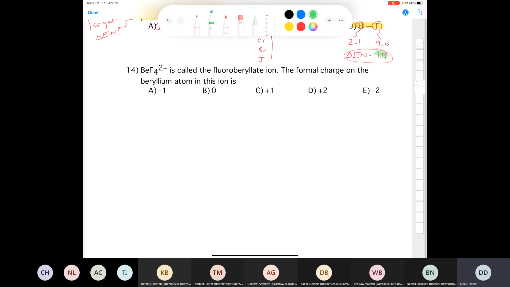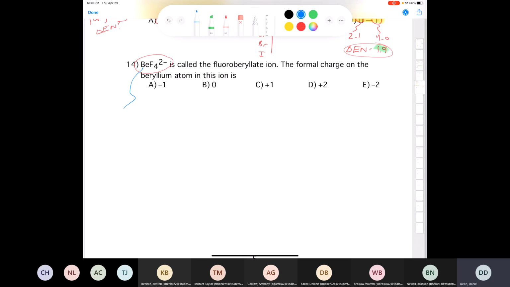The beryllium tetrafluoride, or the fluoroberylate ion, is BeF4 2-. Either name is fine. The formal charge on the beryllium atom in this ion is, now, this is one where you kind of have to invoke your knowledge of drawing Lewis structures, right? We know that from the beryllium in BeF4, we've got 2 valence electrons plus 7 for each fluorine. There's 4 of those, plus 2 extra electrons. So that gives us 4 plus 28. That gives us a total of 32 valence electrons.